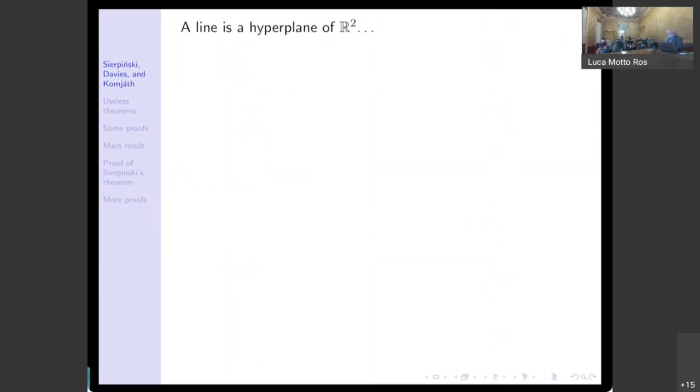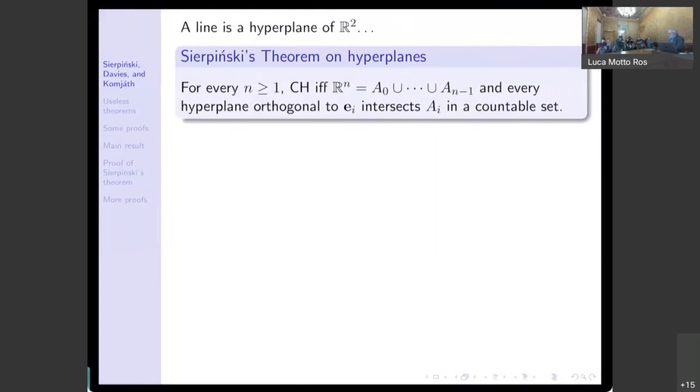Now, a line from the point of view of R^2 is an affine subspace of codimension 1. So it's a hyperplane. And Sierpiński actually proved, again in 1951, the following theorem on hyperplanes. Again, I'm actually cheating here. He proved it, I think, only for n equal to 3, and then Kuratowski generalized it. Let's call it Sierpiński's theorem on hyperplanes.